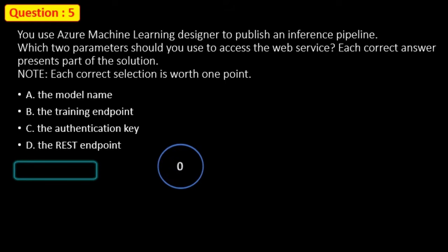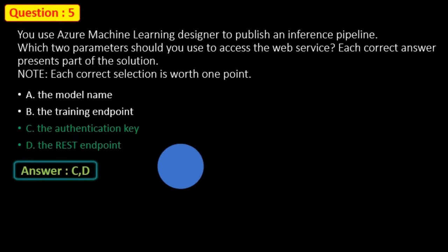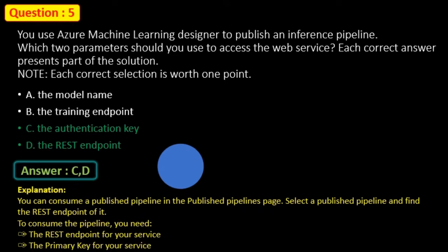Right options are C and D: the authentication key and the REST endpoint. You can consume a published pipeline in the Published Pipelines page. Select a published pipeline and find the REST endpoint of it.